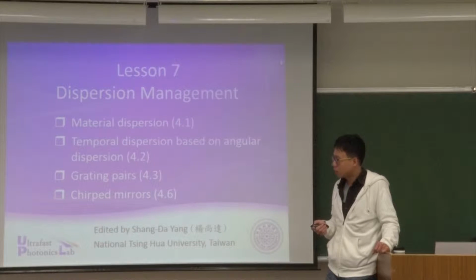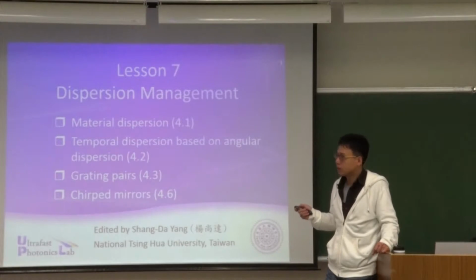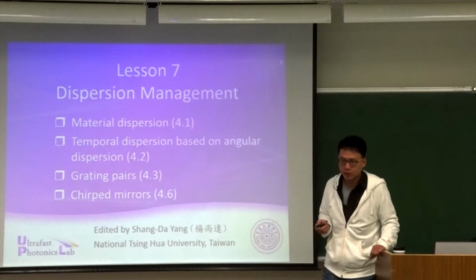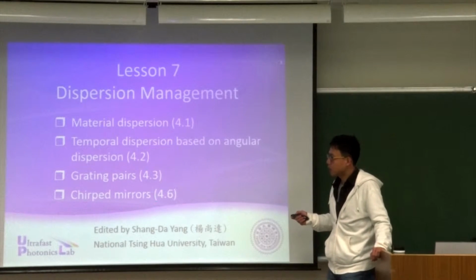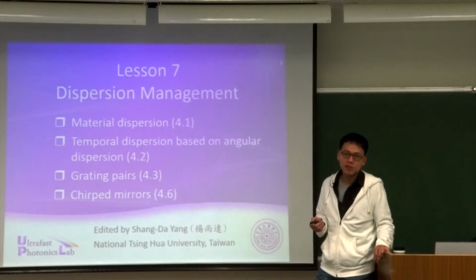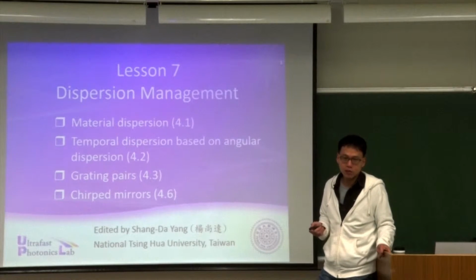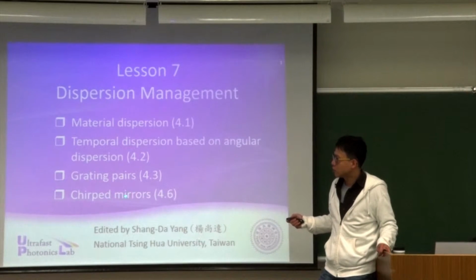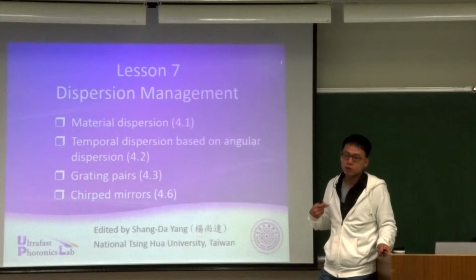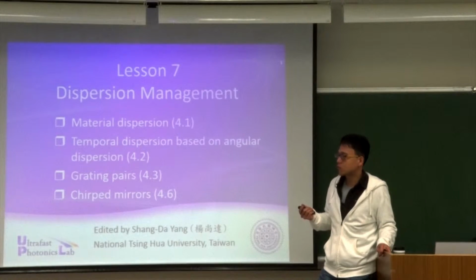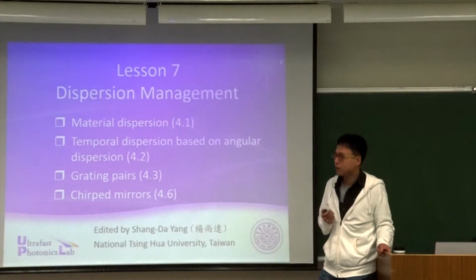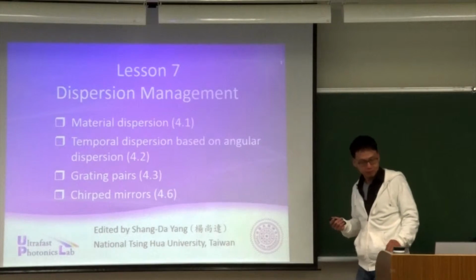Previously, we spent the last section on prism pairs, but in view of the tendency that chirp mirrors become more and more popular instead of prism pairs, I replaced the last section by chirp mirrors, which is a very different geometry. It can provide dispersion compensation, but with a very different geometry.